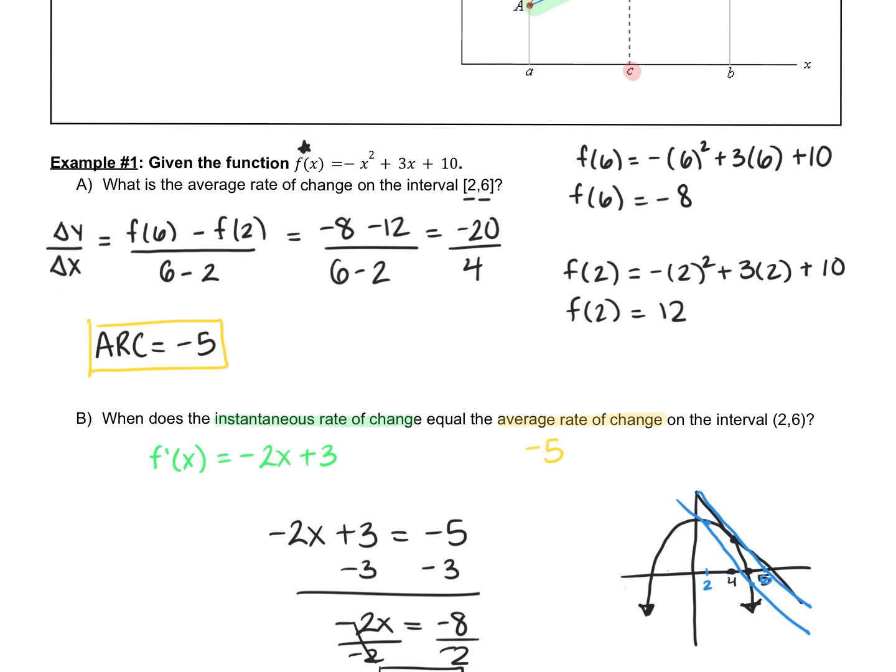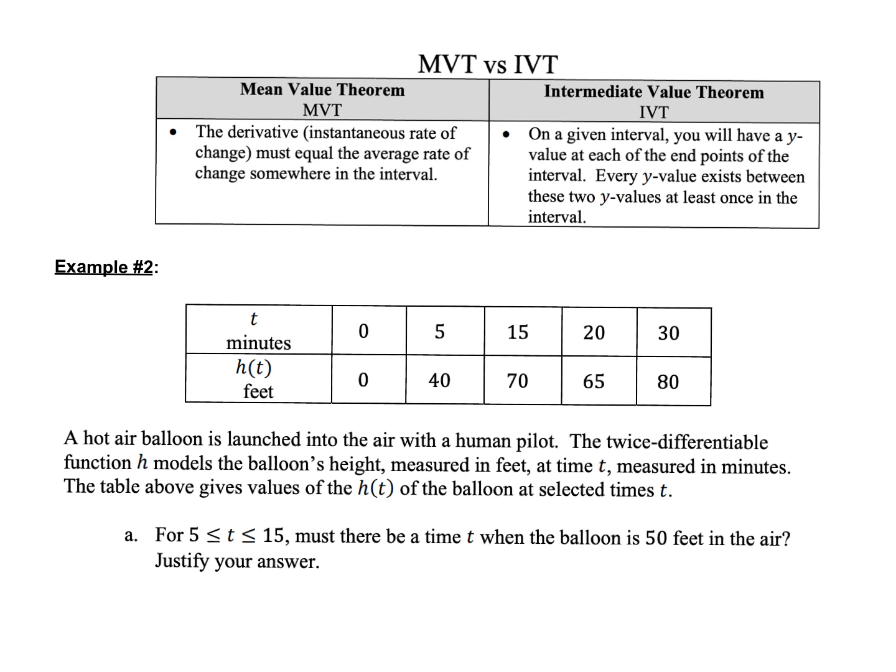Okay, let's go to the back. So the mean value theorem versus the intermediate value theorem. The mean value theorem states that the derivative, or the instantaneous rate of change, must equal the average rate of change somewhere on an interval. And the intermediate value theorem tells us that on a given interval, you will have a y value at each of the endpoints of the interval, and every y value in between those y values exists at least once.